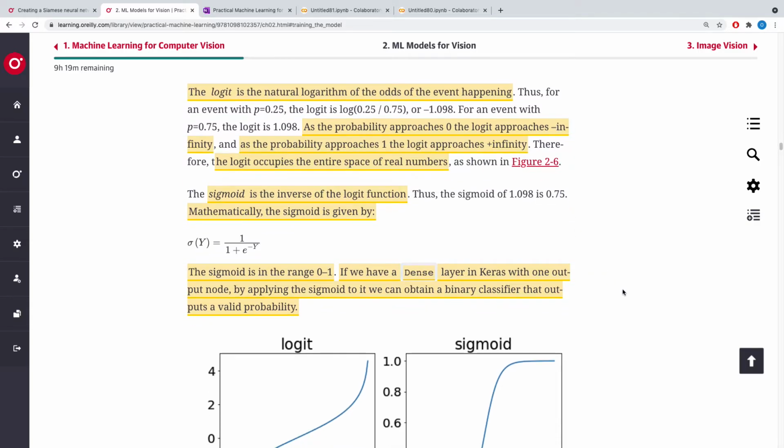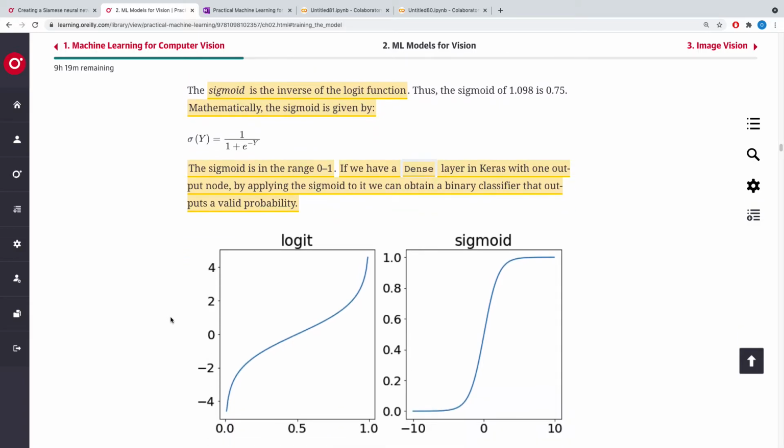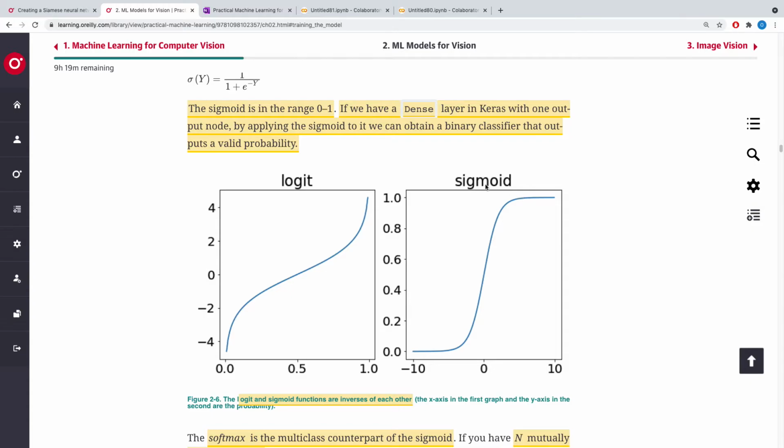Okay, so the sigmoid is in the range of 0 and 1. If you have a dense layer in Keras with just one output node, by applying the sigmoid we can obtain a binary classifier that outputs a valid probability. And this is shown here. On the y-axis, we have the probability, which goes from 0 to 1. So this is the sigmoid.